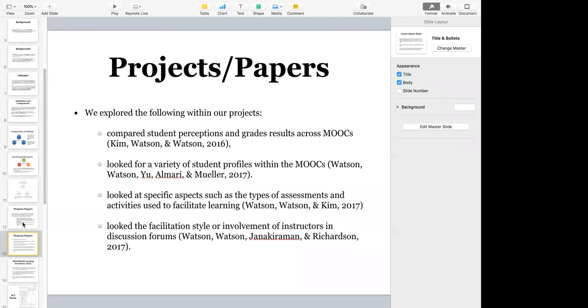So for a lot of these different classes that we explored, we had a lot of different questions that we could ask. We looked at how the students' perceptions of their learning or the course compared to their actual grades, which, even with MOOC grades, there are all sorts of different types of students who are looking for different things. So the grades mean different things to different students, right? We also looked at a variety of student profiles within the MOOCs. Like I said, different students come into MOOCs for different reasons, right?